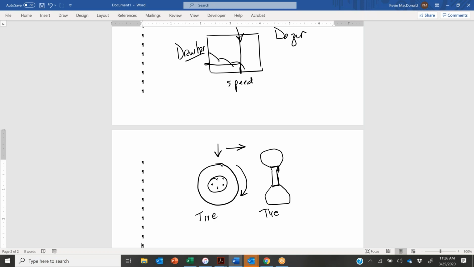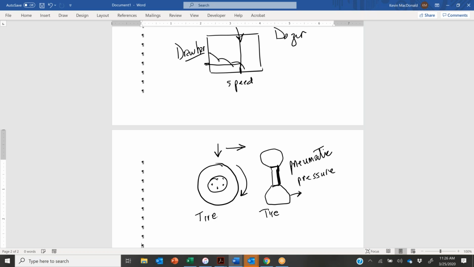Our tires are generally pneumatic. Does anyone remember what pneumatic means? Anyone? No one wishes to volunteer? Are you sure? So pneumatic means the tires are under pressure.